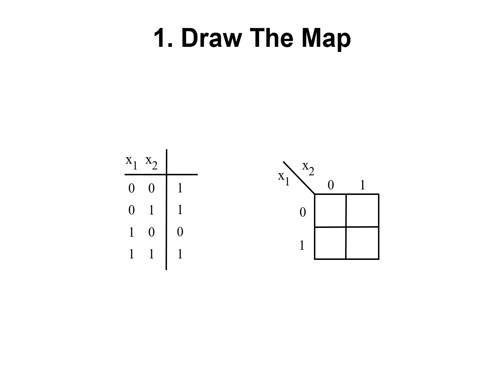Now, you are going to draw the K-map. For 0, 0, the value is 1. So, you are going to put the value 1 for the 0, 0.